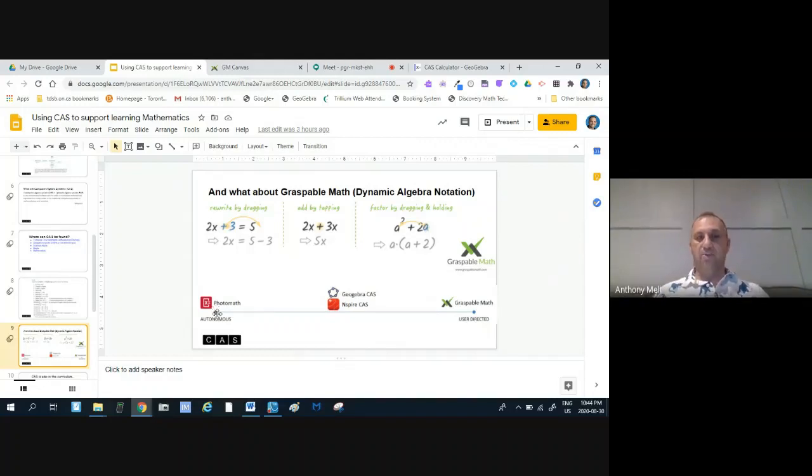So that's autonomous Photomath. Graspable math is user-directed, and somewhere in between is computer algebra systems. They're not quite the same. If you ask it to do something like complete the square, it just completes the square. You don't have to tell it what to do at each of the steps, right? So it does an entire algorithm, whereas graspable math will do pieces of an algorithm if you gesture to do it. A little bit different.